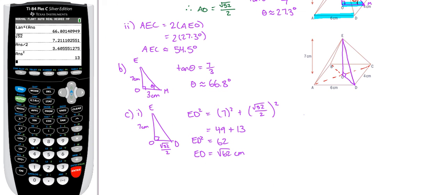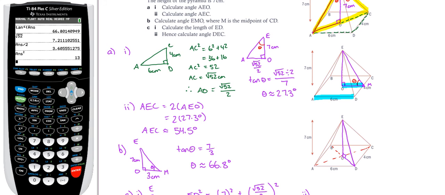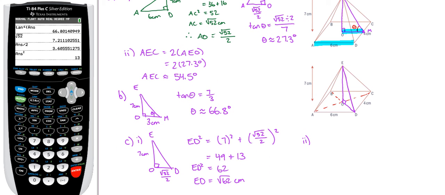That's part I. Part II is to find angle DEC. So now I'm looking at the triangle that goes from D to E to C. So this one in green here. What do I know about this triangle? I know the vertices, D, E, and C. I know DC is 4 centimeters. And I know ED is root 62. Now, this is going to be an isosceles triangle. So the diagonal on this side will be the same as the diagonal on this side. So I can mark that also as root 62.